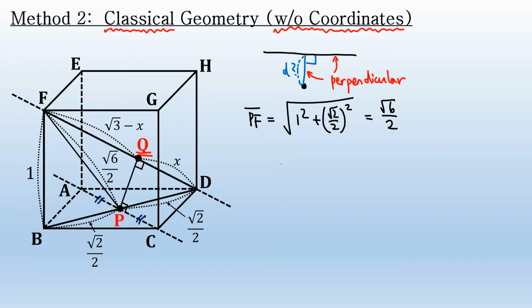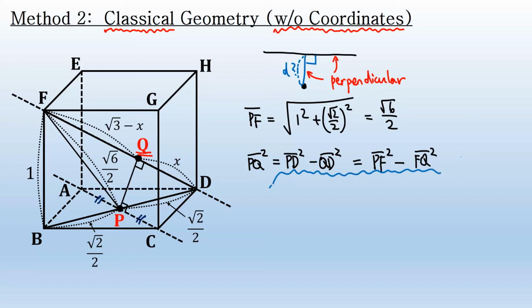Now this setting allows us to find the value of x like this. PQ squared equals PD squared minus QD squared by the Pythagorean theorem, and PQ squared is also equal to PF squared minus FQ squared, also by the Pythagorean theorem. Therefore, we can set up an equation using this relation. Here PD squared is (square root of 2 over 2)^2, and QD squared is simply x^2, and PF squared is (square root of 6 over 2)^2, and FQ squared is (square root of 3 minus x)^2.